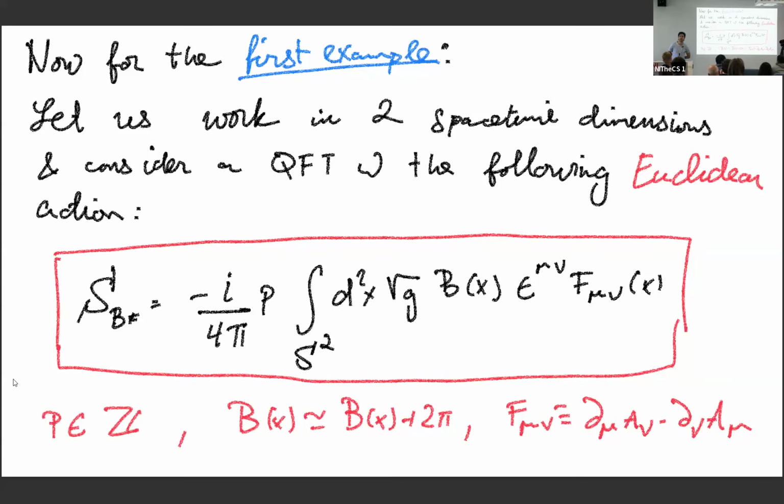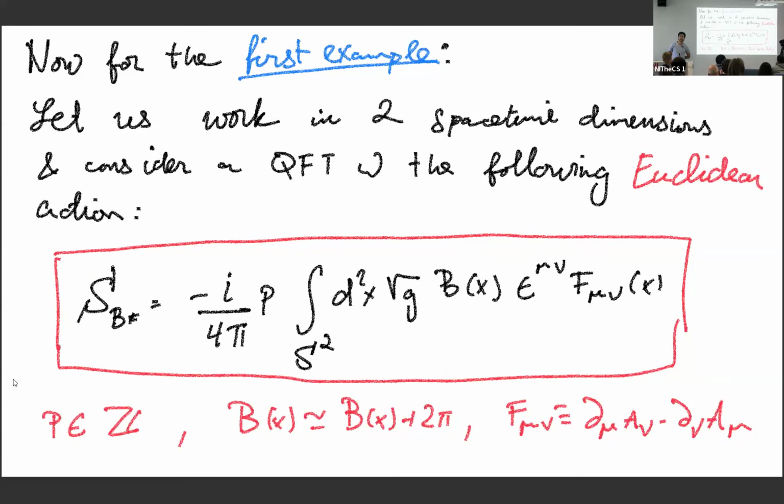It's a model of a compact scalar, which is called B, and the field strength F for a gauge field. That's why B and F, BF theory. Okay. And when I say it's a compact scalar, I mean that B and B plus 2 pi are identified with each other. The zero mode is compact.